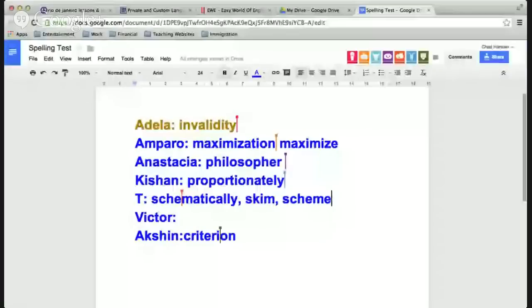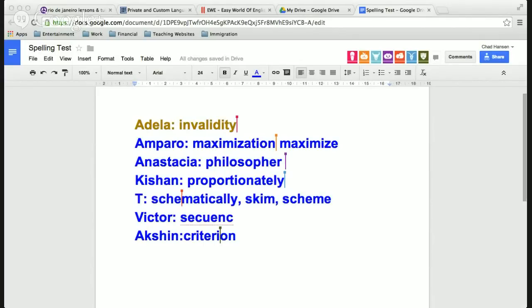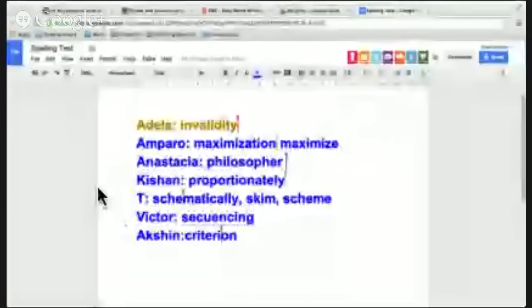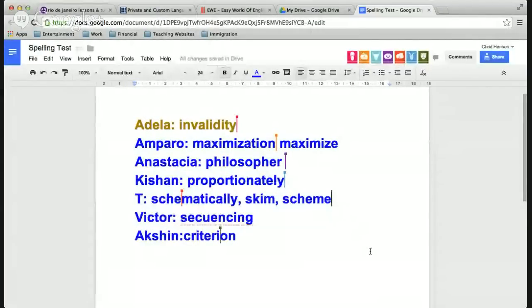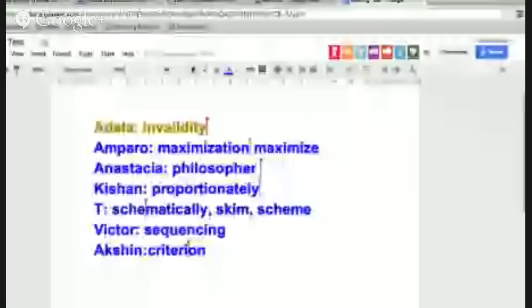Good. Let's go to Victor. All right, Victor. Your word is sequencing. Sequencing. Almost. You're off by one letter. Which letter in the alphabet always has to have a U after it? Which letter? And sounds like a C. There you go. Sequencing. Okay. Nice job. Yes, the Q always has to have a U after it. You guys are incredible spellers.